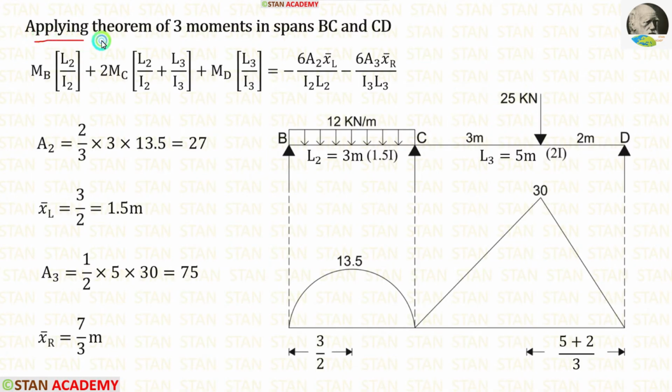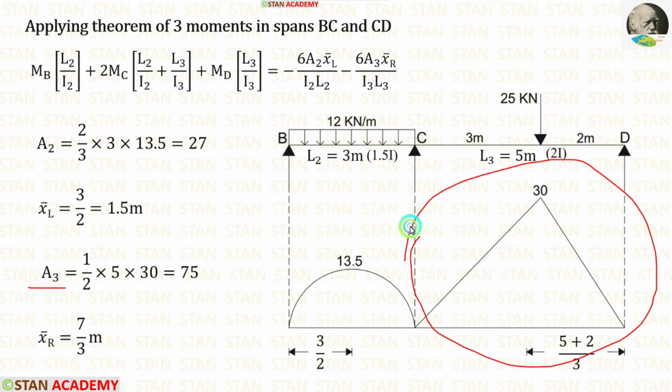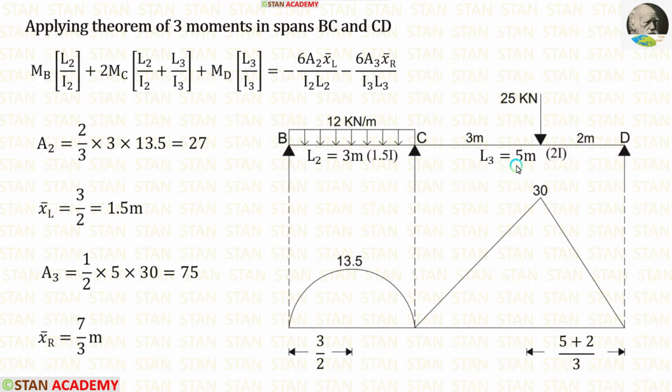Now let us apply the theorem of three moments in the spans BC and CD. Area 2 we have already calculated. Let us calculate area 3. It is a triangle. The area formula for a triangle is half into breadth into height. Here the breadth is 5, height is 30. When we apply in the formula, we are getting 75.